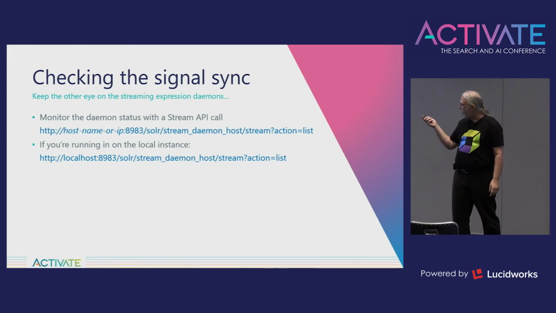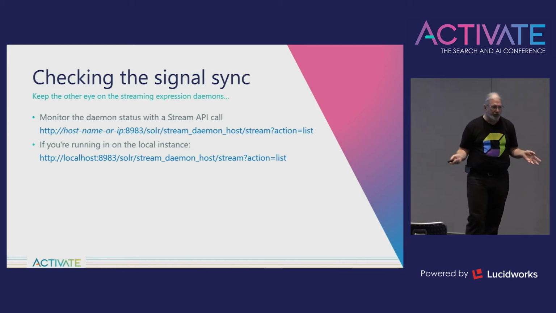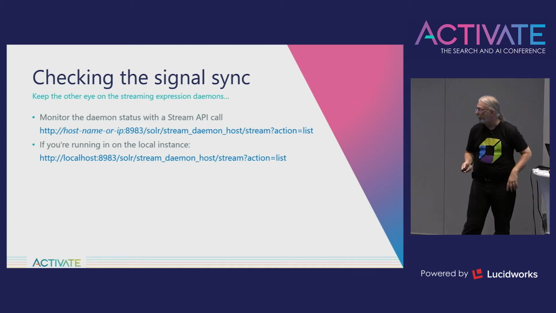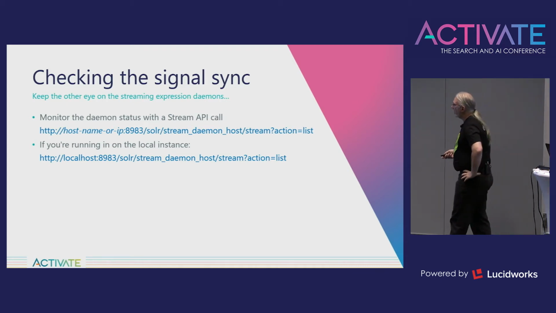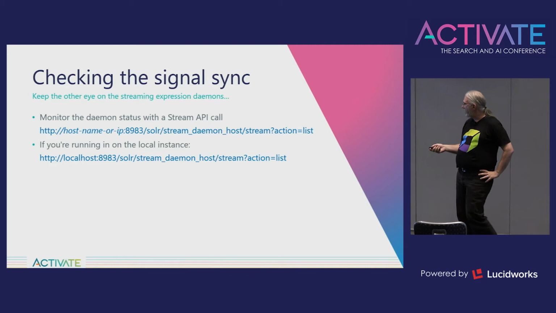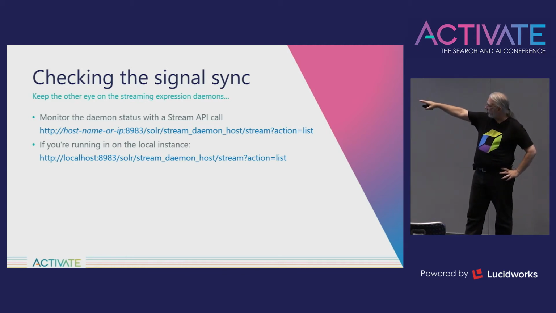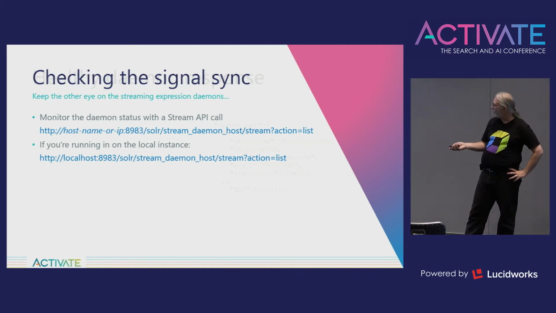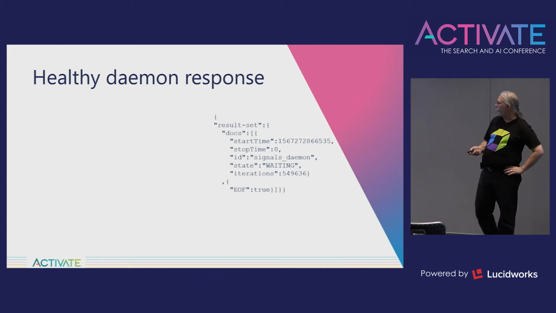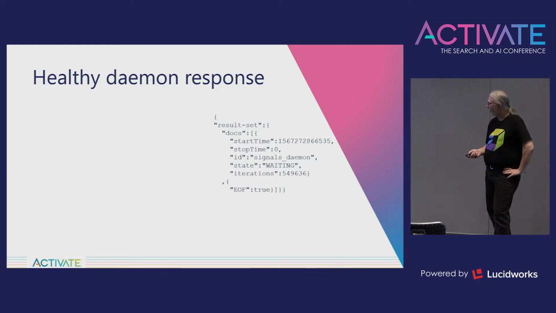So this is the API call, and remember, everybody's going to get these slides at some point after the presentation. Notice the name, stream daemon host, and then the stream API, and then action equals list. And that is going to give us a result that looks something like this.